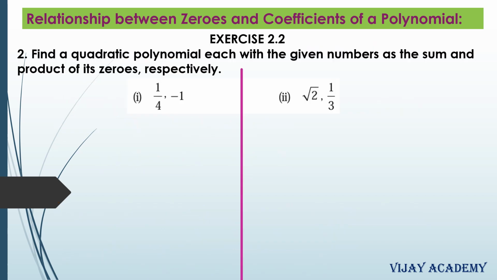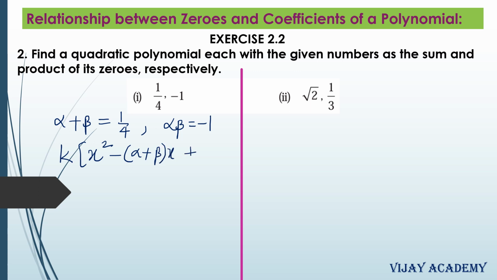So now let us learn the problems from exercise 2.2, second main. Find a quadratic polynomial each with the given numbers as the sum and product of its zeros respectively. So in the first question, the sum of the zeros is 1 by 4. So let me take this as alpha plus beta equals 1 by 4, and the product of the zeros is minus 1. Now let us form the quadratic polynomial. That is, the quadratic polynomial is k times x square minus of alpha plus beta times x plus alpha into beta.